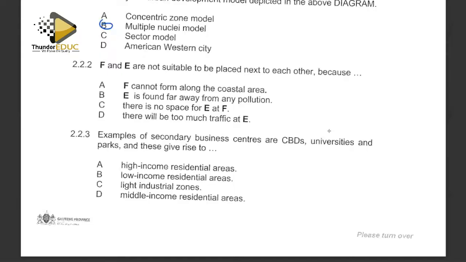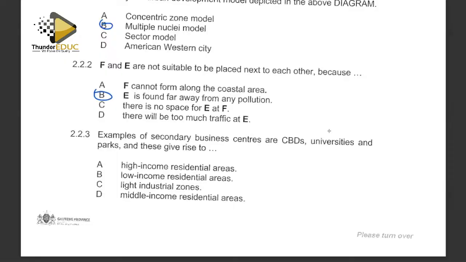For the reason being E is found far away from any pollution. Because you have industries, they cause high levels of pollution. We cannot have a high income residential area being compatible to a heavy industry.